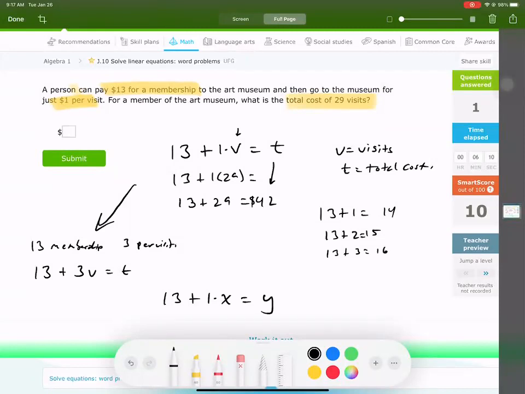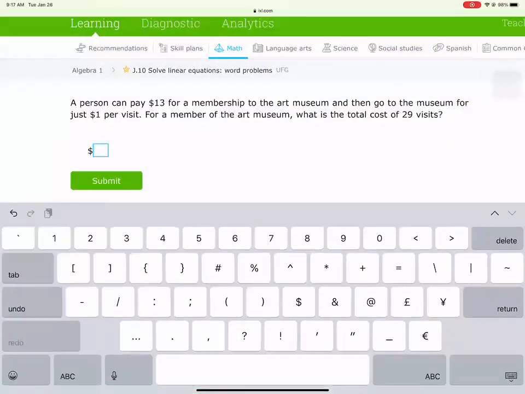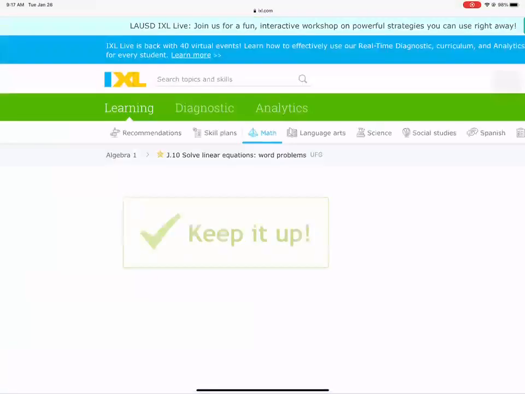So the idea of us using algebraic equations is not to make life harder for us. It's actually to make life easier for us, because we'll see some problems where we're going to actually solve these equations that we write out. So let's go ahead and plug that in. We said it's going to be $42. Submit. Keep it up.